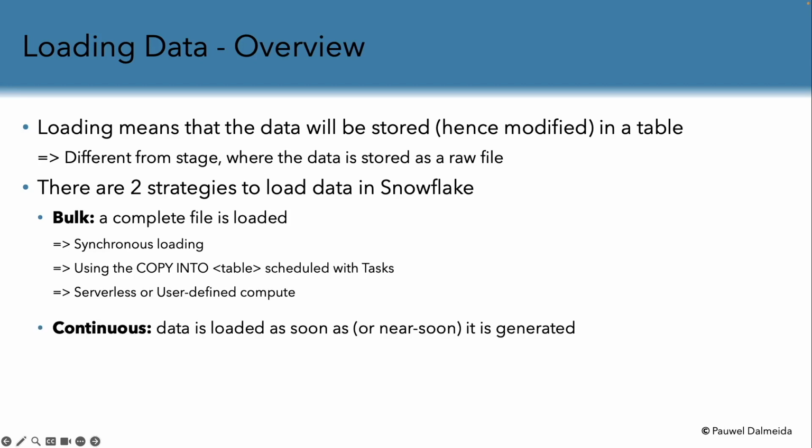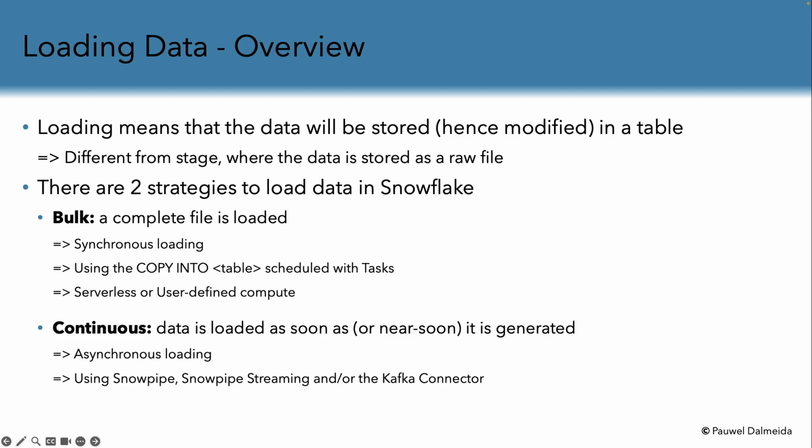The second strategy to load data in Snowflake is continuous loading. Here, the data is loaded as soon as it is generated. It is an asynchronous loading. That means that you won't have an output result and you have to observe the loading explicitly. The continuous loading is possible using Snowpipe streaming, or the Kafka connector. It works only in a serverless way. So that means that all the components used in Snowflake, for example, the Snowpipe streaming API, do not require a virtual warehouse in order to work.